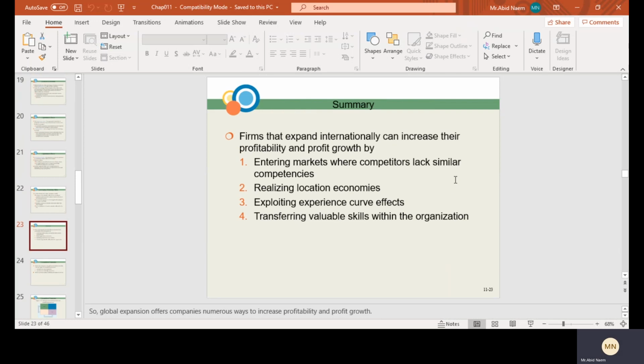Let's summarize this overall phenomenon, and then we move on to the next point. Firms that expand internationally can increase their profitability and profit growth by entering markets where competitors lack similar competencies. So while you have developed your competitive edge over the competition, you have to realize that you have to enter those markets where your competition lacks the competencies your organization holds. Then you have to realize the location economies and exploit experience curve effects, and last but not least, you have to transfer valuable skills within your organizational network across the globe.